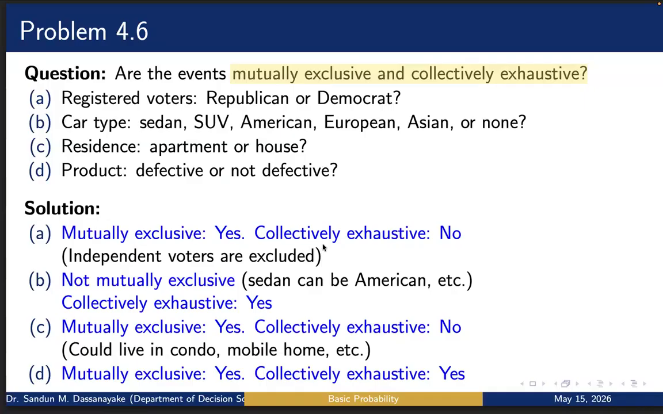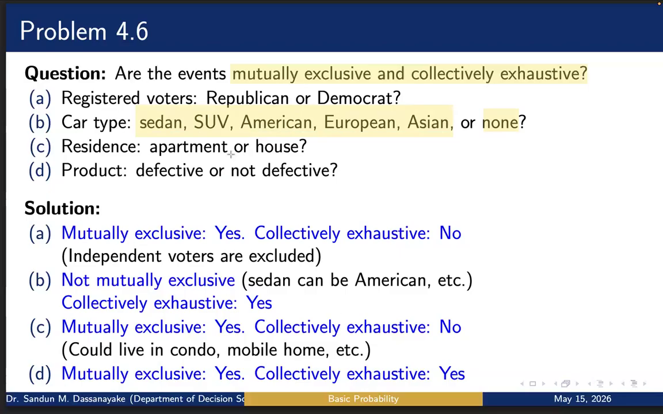So read the question: registered voter, Republican or Democrat, car type, sedan, SUV, American, European, Asian, or none. They are not mutually exclusive because a sedan can be American, but collectively exhaustive, yes, because you have none here. When you add none here, because this one collectively comprises cars, and when you say none also, it has all the things. So it's collectively exhaustive.